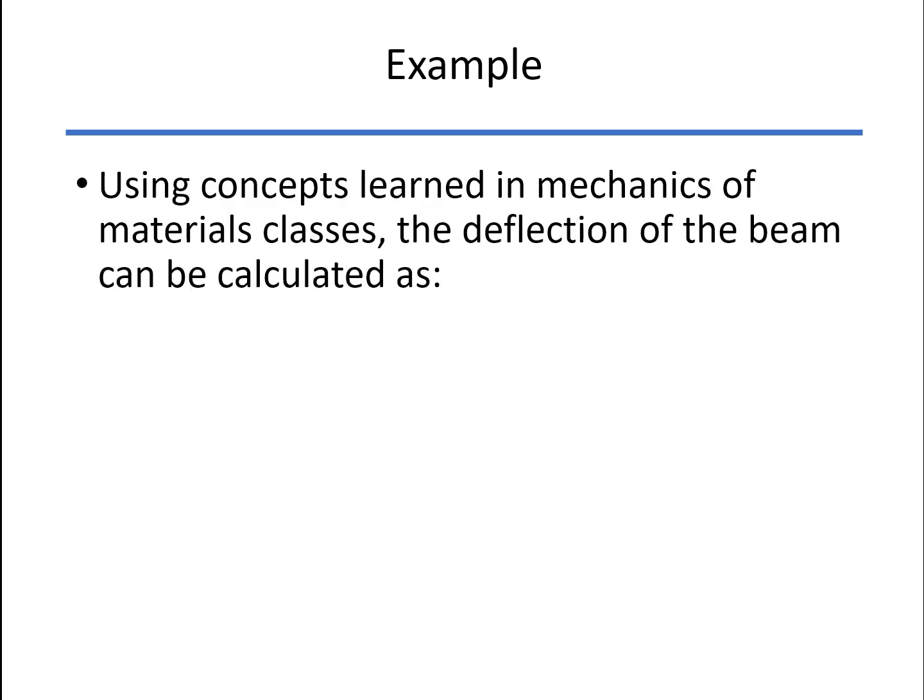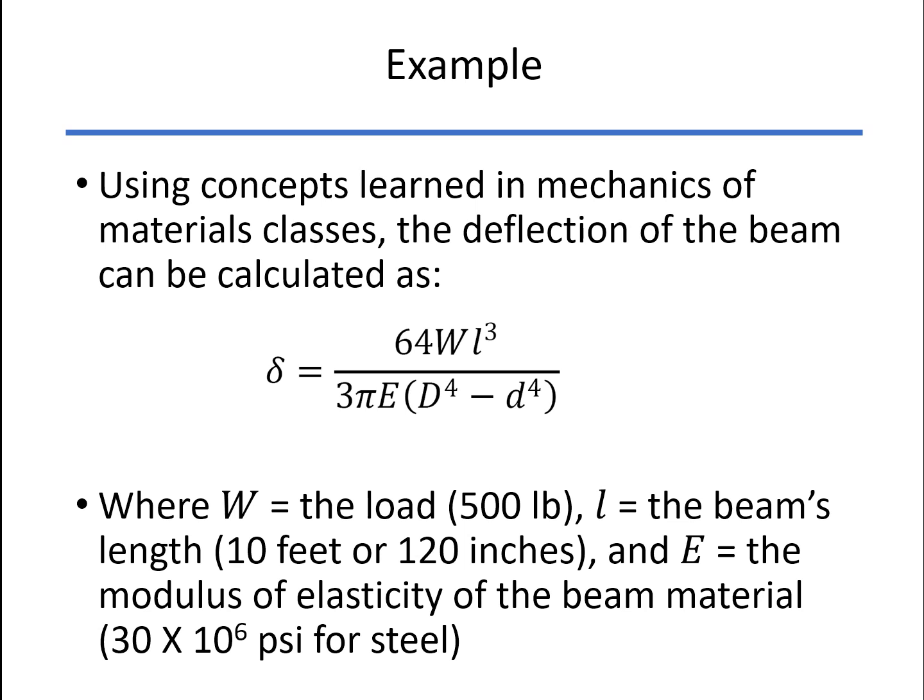Now, when you get into mechanics and materials, you'll learn how to calculate the deflection of that beam, and it comes up with this equation here. W being the load, the 500 pounds, L the length, which we want to be in inches, 120, and E the modulus of elasticity. How stiff is the material? Well, for steel, we'll use a modulus of elasticity of 30 million psi. So the only other things in there, of course, are the outer diameter and the inner diameter.